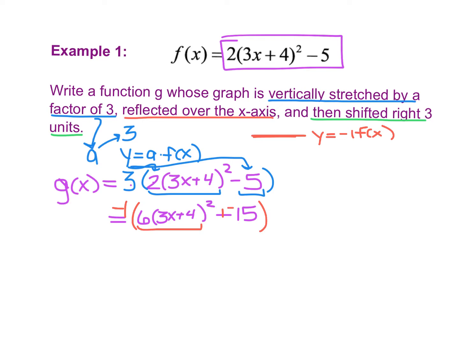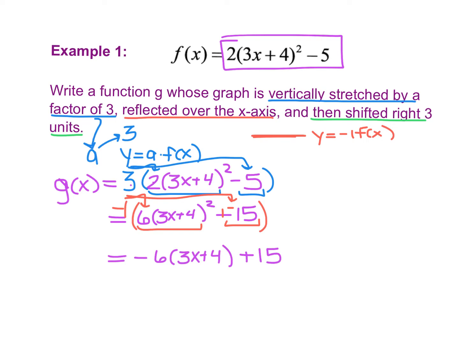I'm going to utilize keep change here so I don't make an error. So I multiply the 6 by a -1 as well as that -15. So here I have -6 in parentheses 3x plus 4 quantity squared, and then -1 times -15 becomes a positive 15.